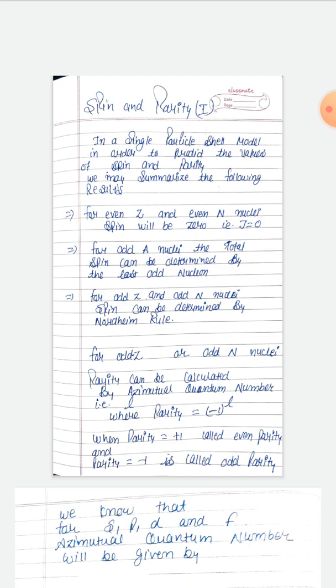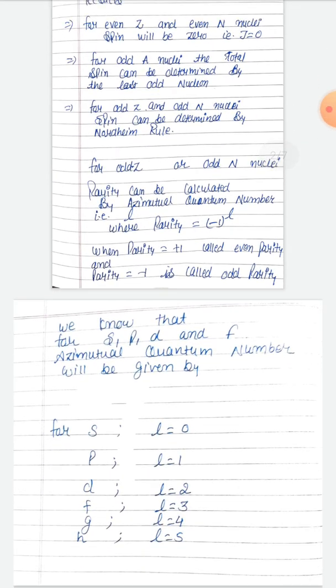Now what will be the azimuthal quantum number? You know that for S, P, D and F, for S, L equals 0, for P, L equals 1, for D, L equals 2, and so on.